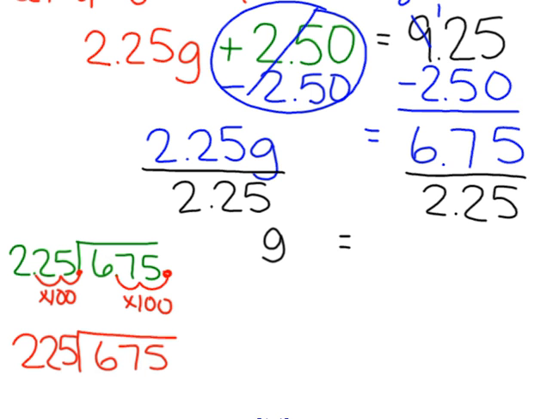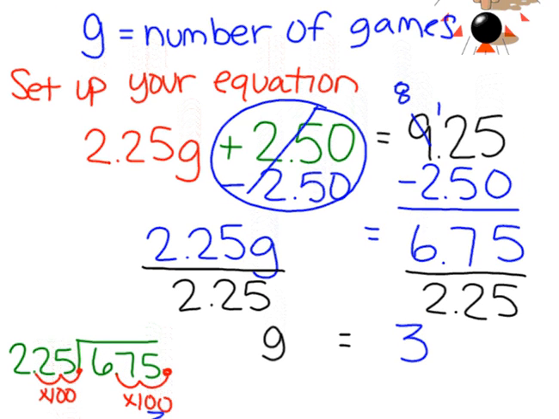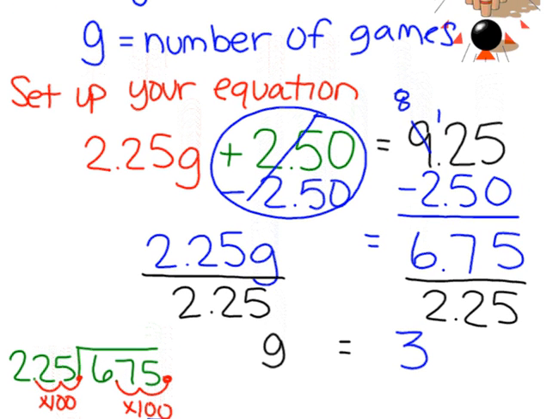And when I divide, 225 goes in exactly 3 times. So I get a value of G equals 3. Now, since this is a word problem, I have to make sure that I include units on my answer. And when I say units, I just mean tell me what 3 represents. If I go back and look at my variable, G represents number of games, so those are the units that I'm going to put onto my answer. So final answer, G equals 3 games.